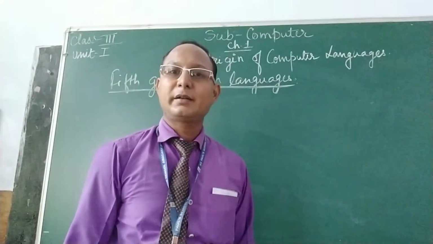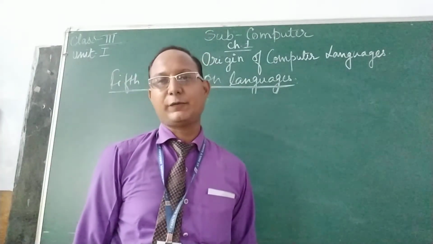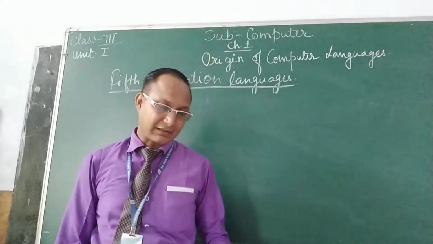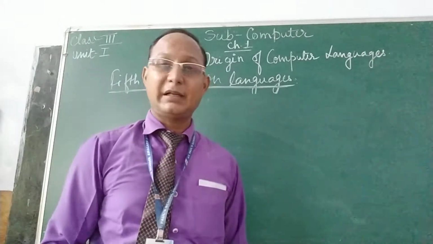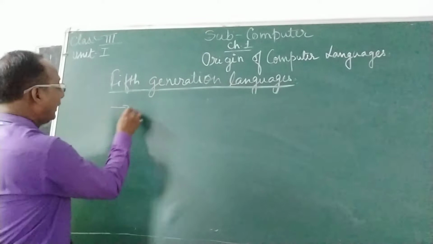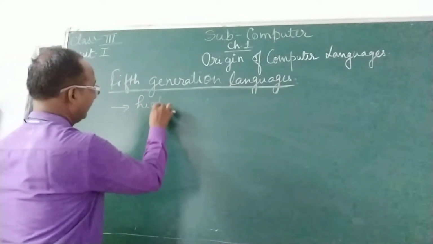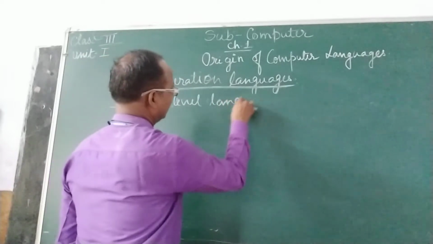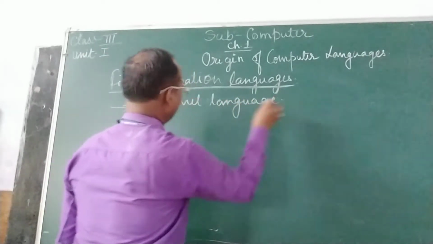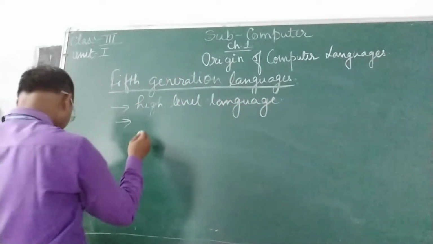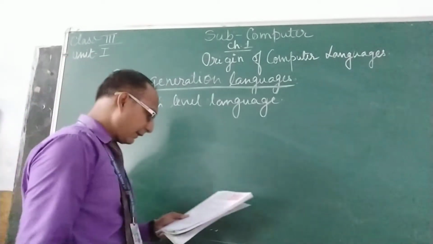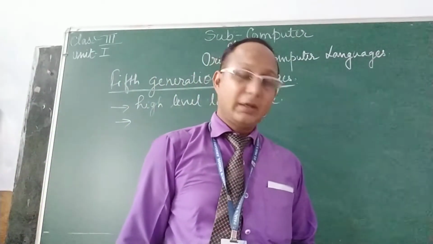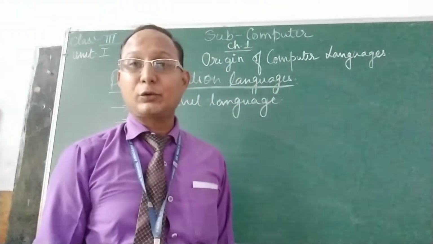Children, now we will read about the fifth generation of language. This is the last generation of language. Let us read. This is a very high level language. It makes good use of artificial intelligence. And this is extremely complex to develop.